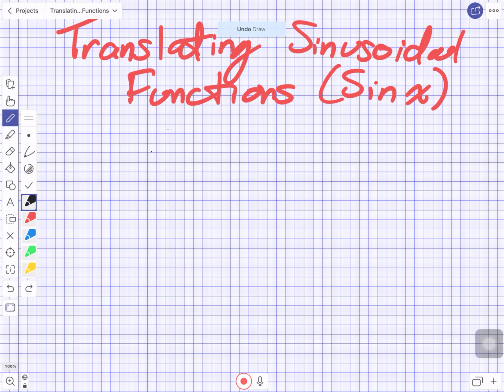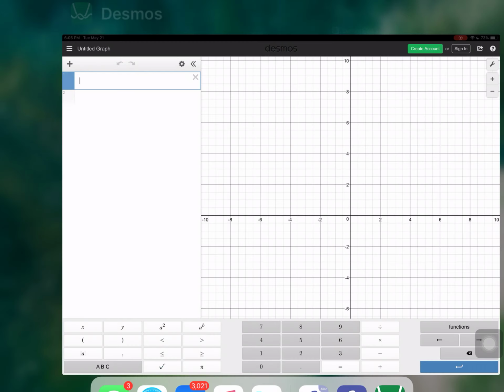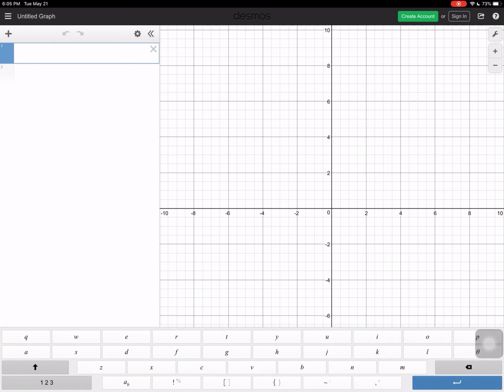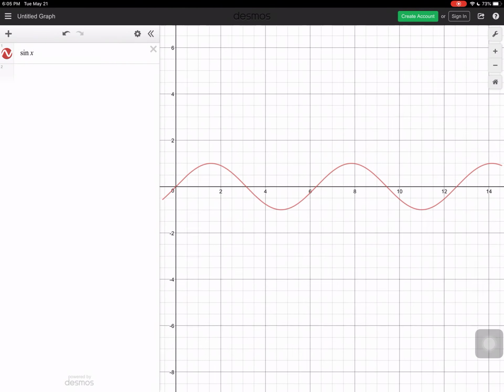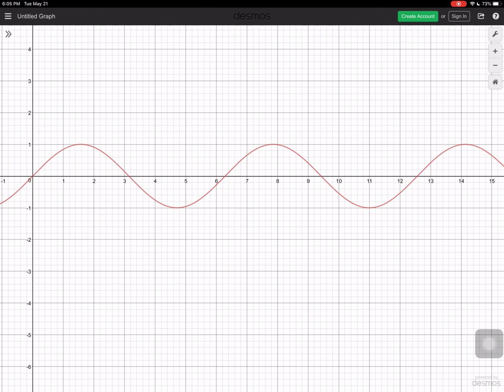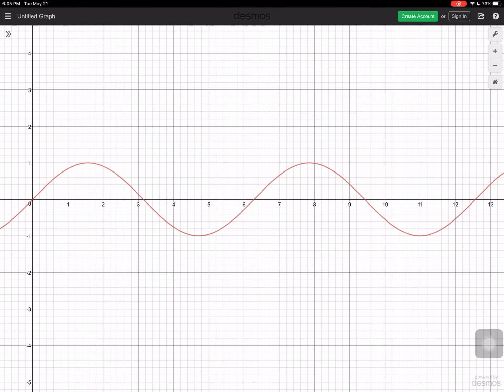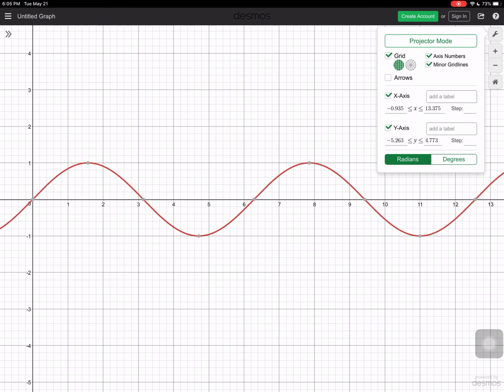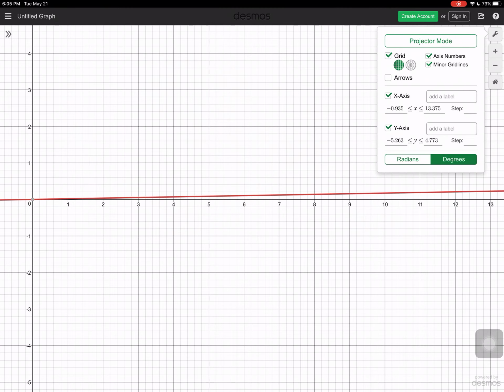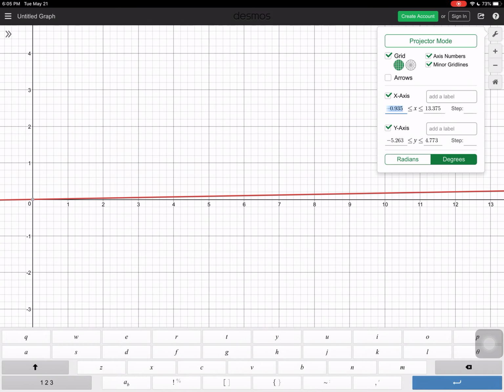So we're going to focus on sine x. And actually, instead of me drawing it out, because I'm not wonderful at drawing, we're going to bring up Desmos and just type it into this graphing calculator. Here it is. Now, the one thing about Desmos is it's currently in radians, which you may not be used to seeing. For instance, this value here is pi over 2. We're not used to talking in those things, so I'm going to quickly change this to degrees.